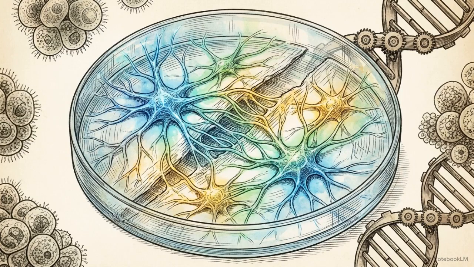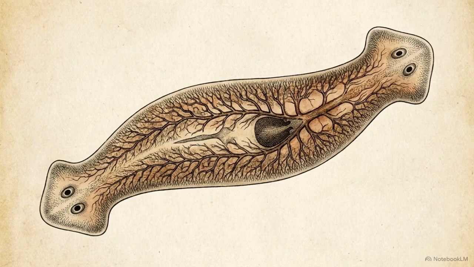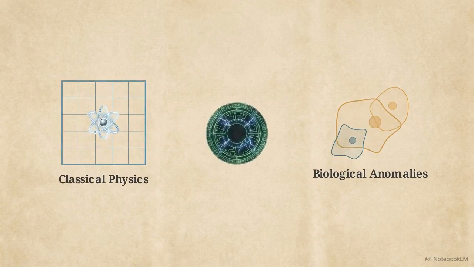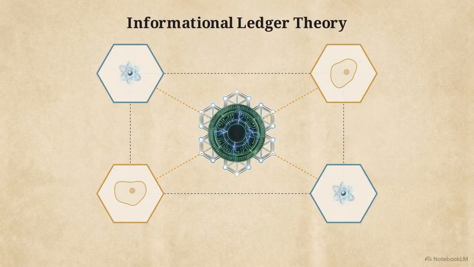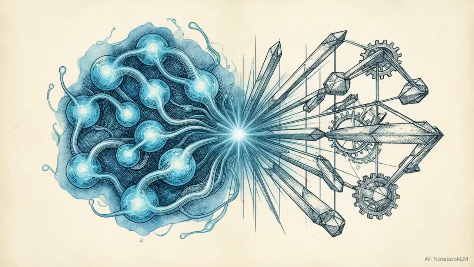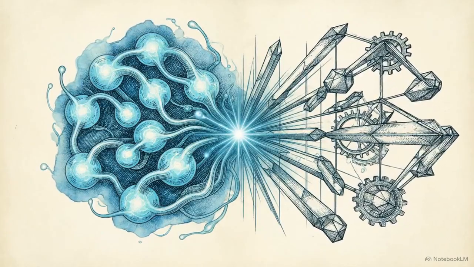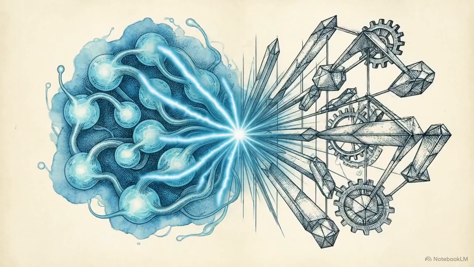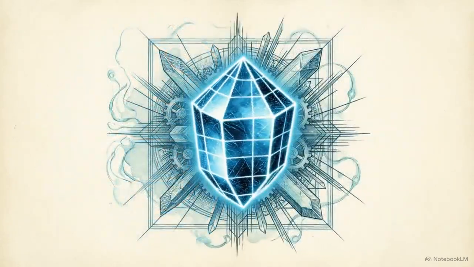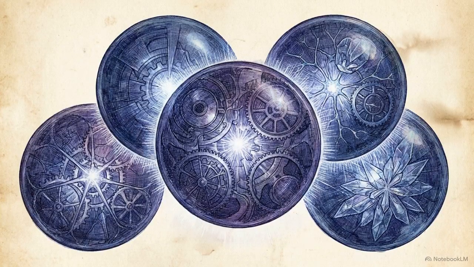Empirical evidence from regenerative medicine shows that biological systems can solve complex structural problems and build novel forms that their genetic blueprints never explicitly detailed. Bridging the gap between these anomalies and classical physics requires a move toward informational ledger theory, which treats information as the primary substrate of reality. At the most foundational level, reality exists as a boundless configuration space, a pure probability field containing every possible computational rule and state in a condition of superposition.